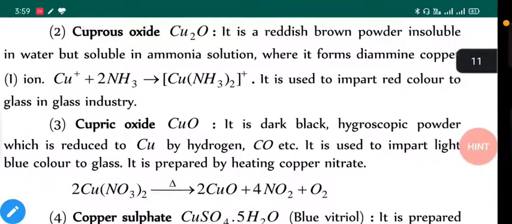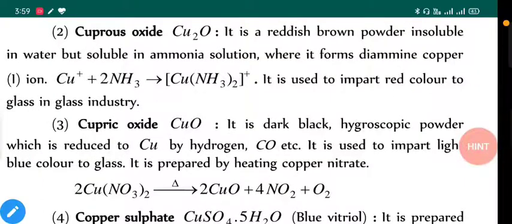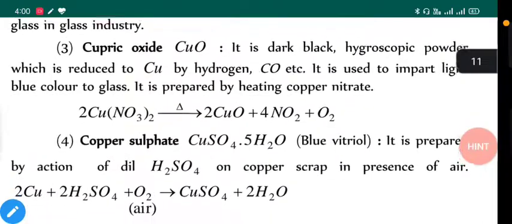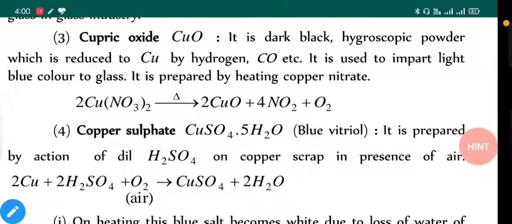Next, copper(I) oxide. It is a reddish brown powder insoluble in water but soluble in ammonia solution, where it forms diamminecopper(I). Cu+ with 2NH3 gives [Cu(NH3)2]+. So it is complex formation. It is used to impart red color to glass in the glass industry. Next, copper oxide CuO. It is dark black, hygroscopic, that means water absorbing, and reduces to copper by hydrogen, CO, etc. It is used to impart light blue color to glass.